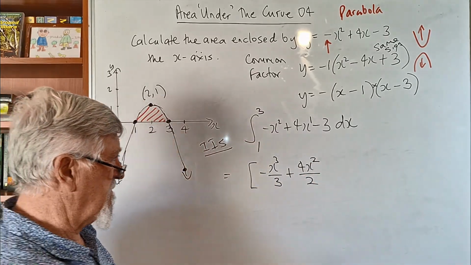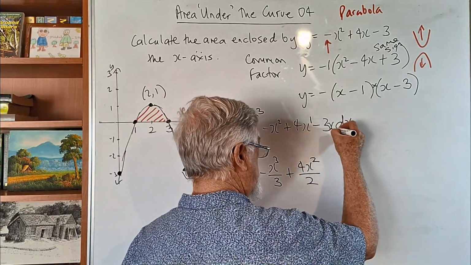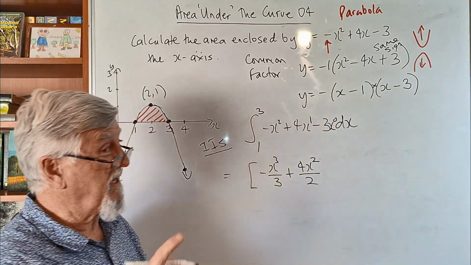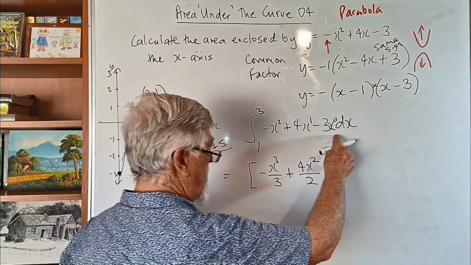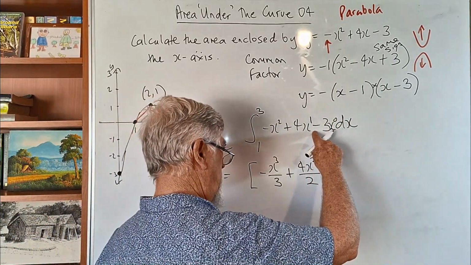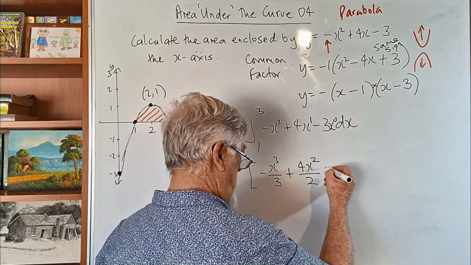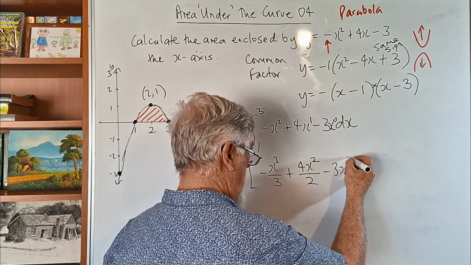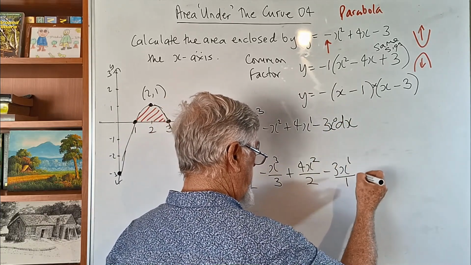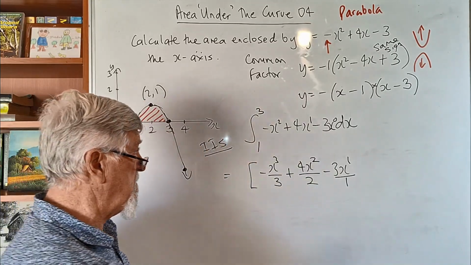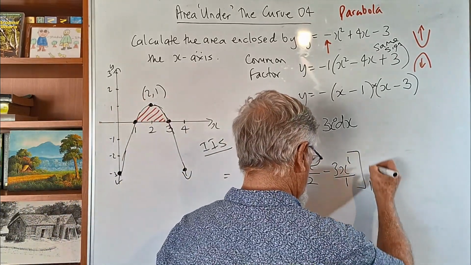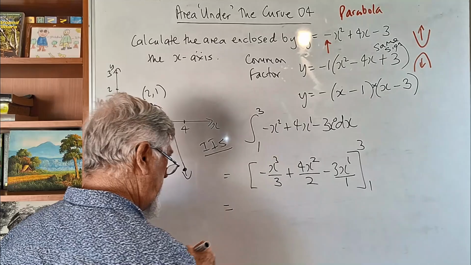And the last bit, remember this is really an x to the 0. This x to the 0 is 1. 1 times 3 is 3, or minus 3 in this case. So the 0 becomes a 1, and you divide by 1. Now we could put plus a constant, but we don't need to when we're substituting the values 1 and 3. Now let's have a look what's going on.